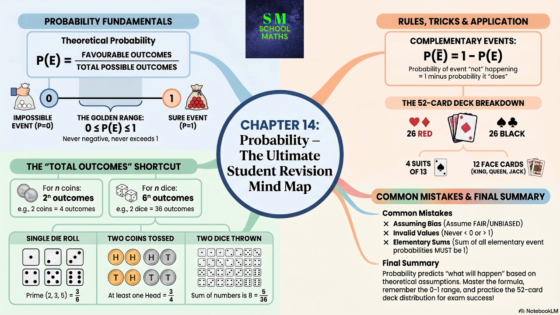Probability is just a way of predicting what will happen based on logic and theoretical assumptions. Master the P of E formula, respect the 0 to 1 boundary, and memorize the 52 card deck. Watch this video again for your final revision the night before your exam.